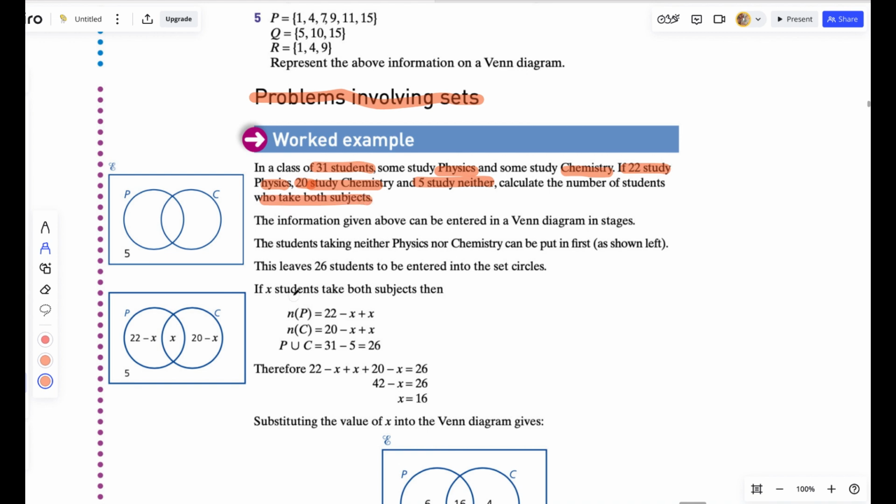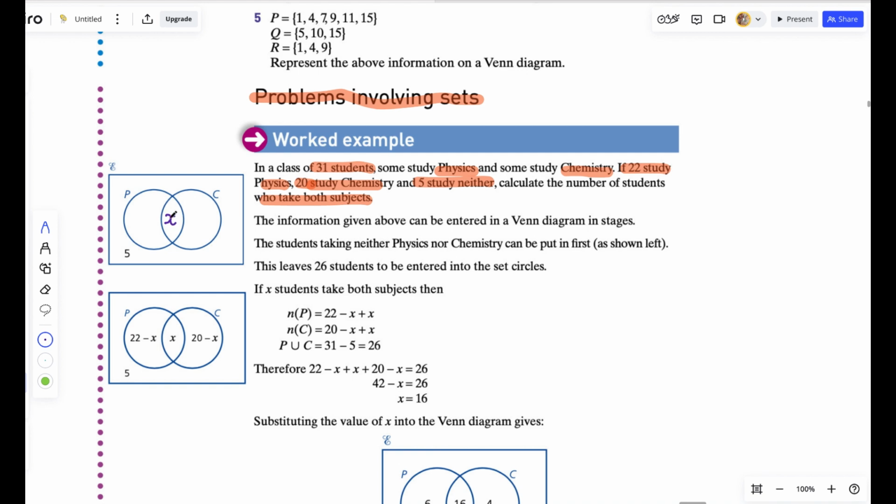So what we do, first of all, you draw a Venn diagram. Once you draw it, you draw the overlap, set P for physics and C for chemistry. Those who do both, we don't know, so you can call it X, or you call it Y, whatever letter you want to use. They say we should find the number of students who study both.